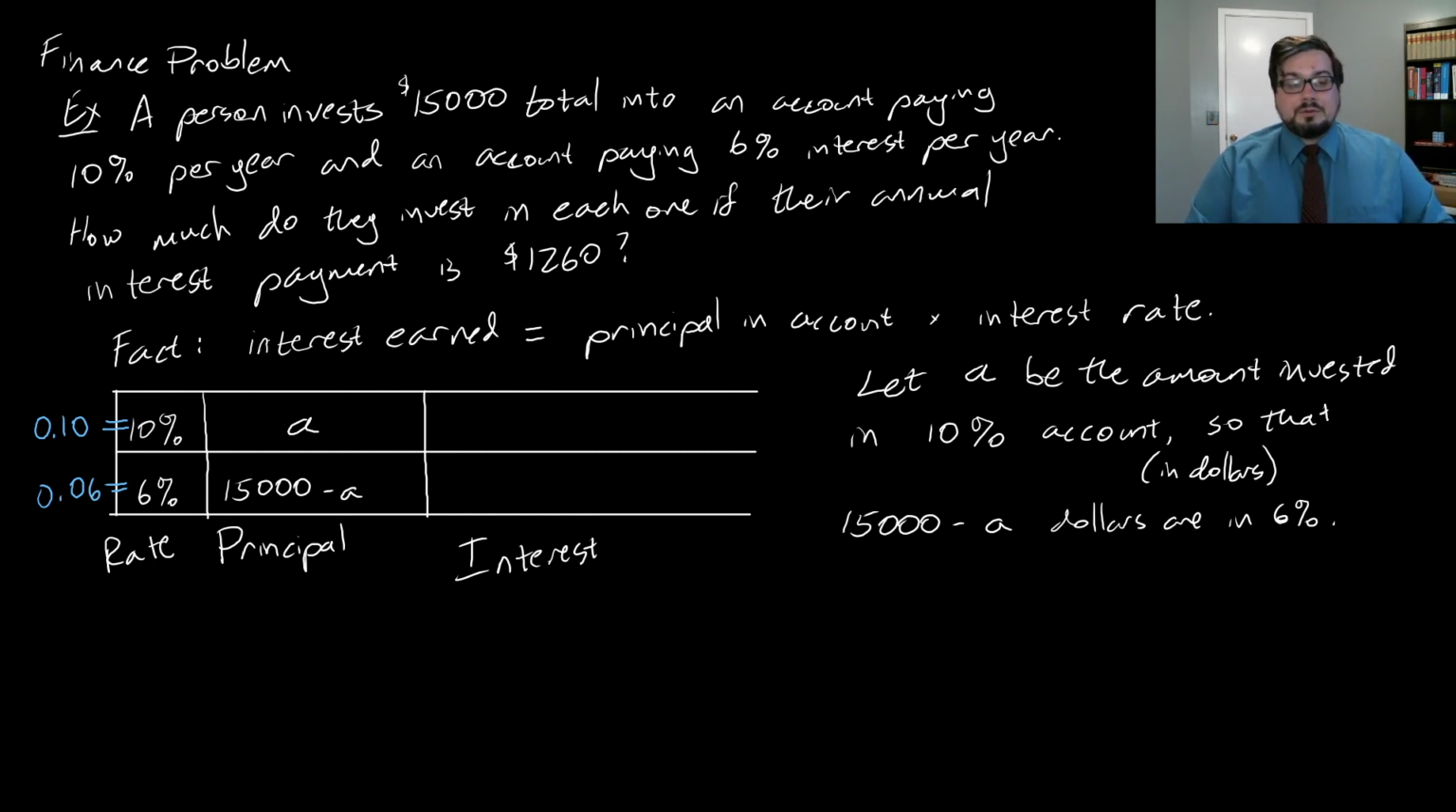Now, using those, the 10% account has an interest rate of 10%, a principal of A, we don't know that yet, but the interest earned per year in that account will be the product of those two. It will be 0.10A. And in the 6% account, we will be able to write down the interest earned there as 0.06, the interest rate, times the principal in that account, which is now 15,000 minus A.